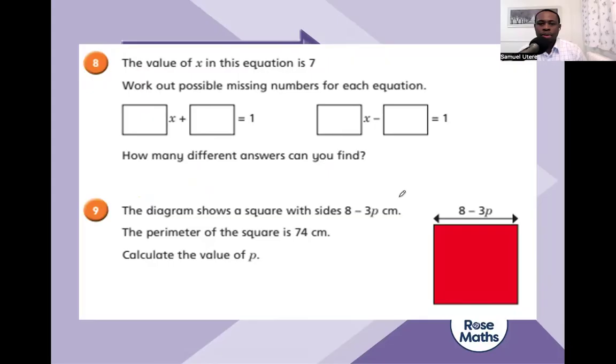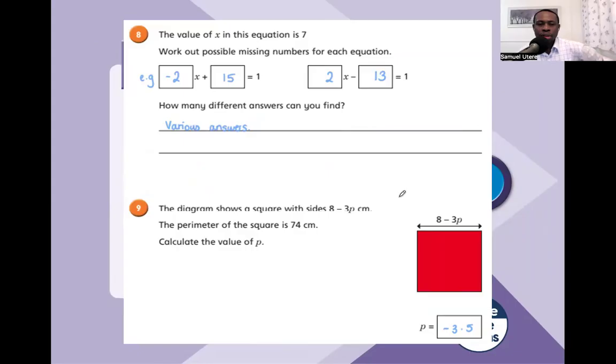Assuming you've paused the video and you've answered questions 8 and 9, here are the answers. So for question 8, you were asked the value of x in this equation is 7. Work out possible missing numbers for each equation. So you can have various answers because with this, you just work with the numbers and check different possibilities. Next, you were asked, the diagram shows a square with sides 8 minus 3p centimeter. The perimeter of the square is 74 m.